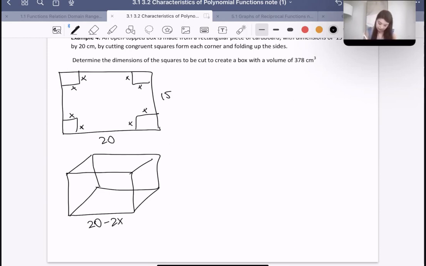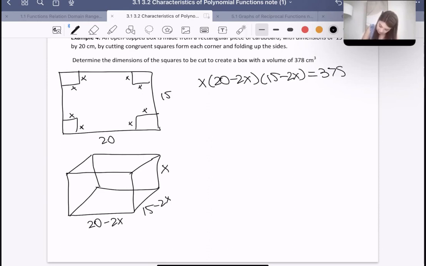And then we have, this one would be 15 minus 2x for the same reason. And then the other dimension, if we fold the boxes up, right, would just be x. So therefore, we know that x times 20 minus 2x times 15 minus 2x is equal to 378, right? Because we know that length times width times height is equal to volume. And they told us in the question volume was 378 centimeters cubed.